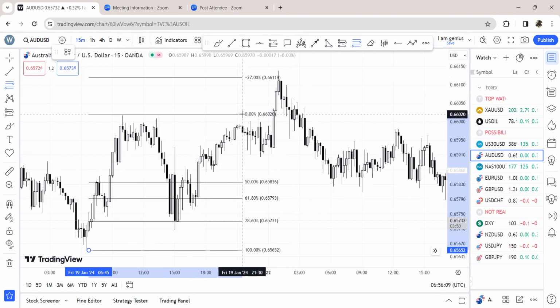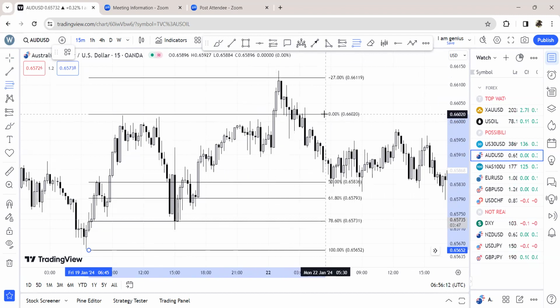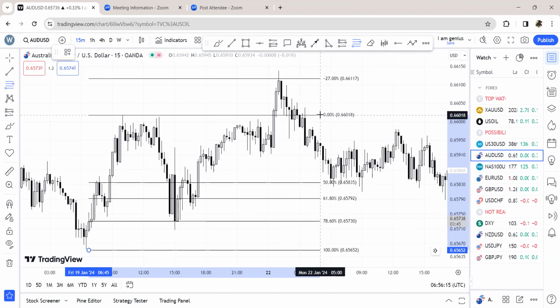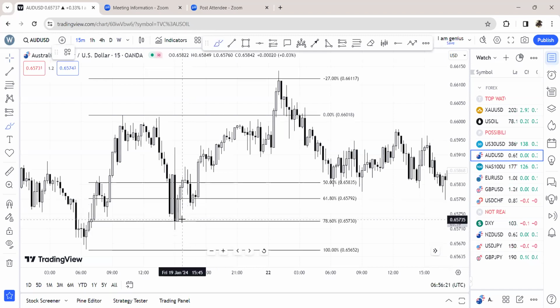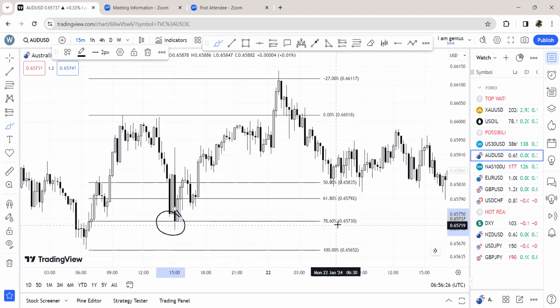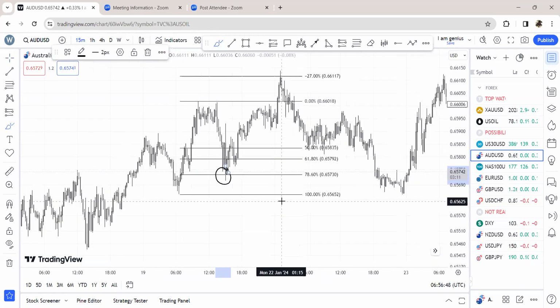70% level, the one I was talking about earlier. So if I was to extend this, you can see this market turned in this 78.6 level. So this is also another level where the market can turn from. You can see there was that upward push, then it dropped back to this golden ratio. Then from there, we had this push up all the way to the -27 extension level.